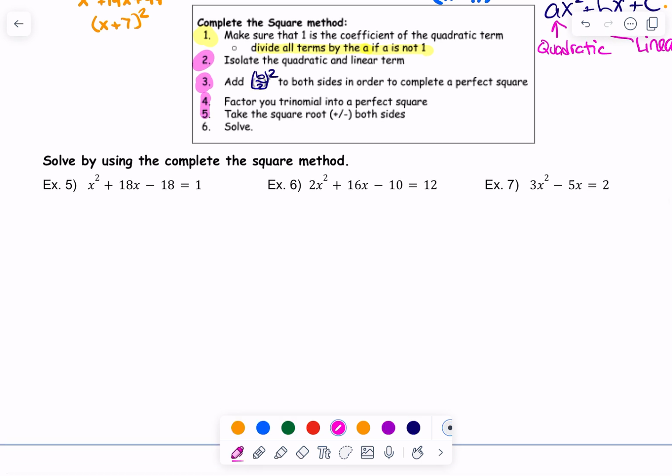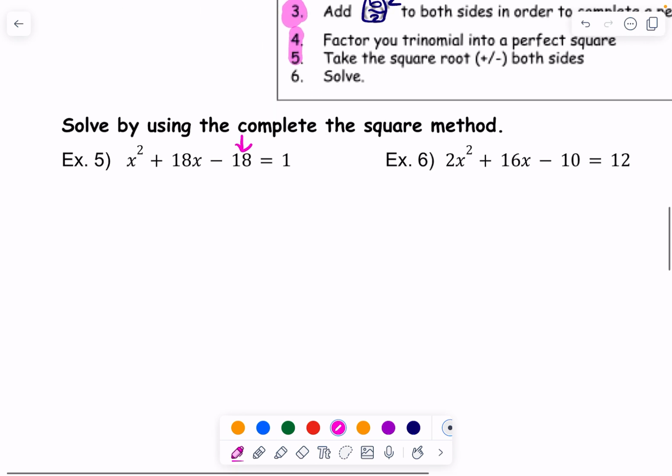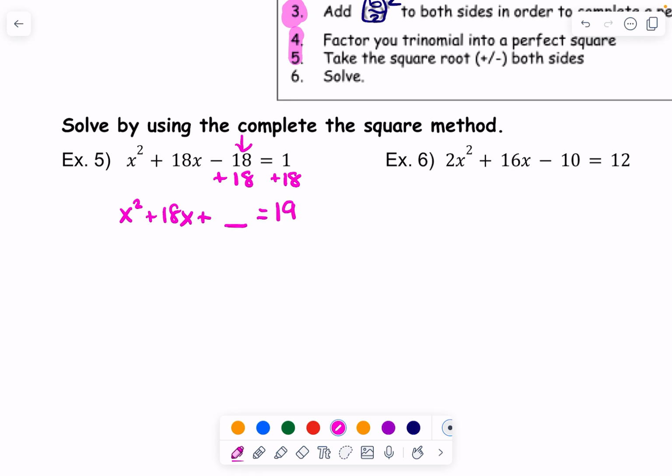Okay, first of all, our leading coefficient, the value in front of x squared, is 1, so we're good to go. I'm going to now check to see if this is a perfect square trinomial. This is not a perfect square trinomial because 18 isn't even a perfect square. So what we're going to do is isolate the x squared and the 18x, the quadratic and the linear term, and then I'm going to add something to make that a perfect square. But if I add it to the left, I must add it to the right.